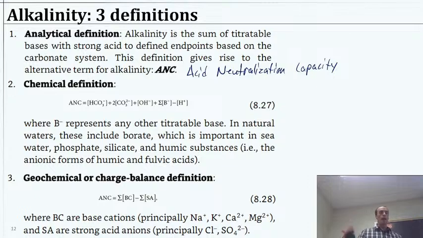So I'm just going to go back through this chemical definition with you. So acid neutralization capacity, we say, is equal to HCO3 minus plus 2 times the carbonate, CO3 2 minus, plus OH minus, and then plus the sum of any other titratable bases, so basically weak acids. We talked about the generic HA with an A minus or the HB with a B minus, right? So that's what this is talking about.